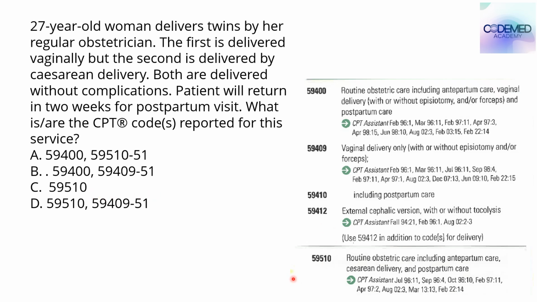And what is our guideline? That if the twins are born, one by vaginal, one by cesarean, we code the cesarean delivery first, followed by vaginal. So keep all those things in mind, collect the data and tell me the answer.